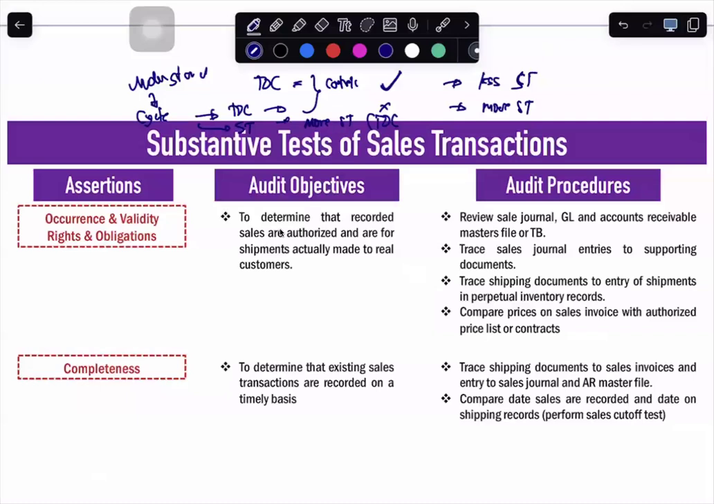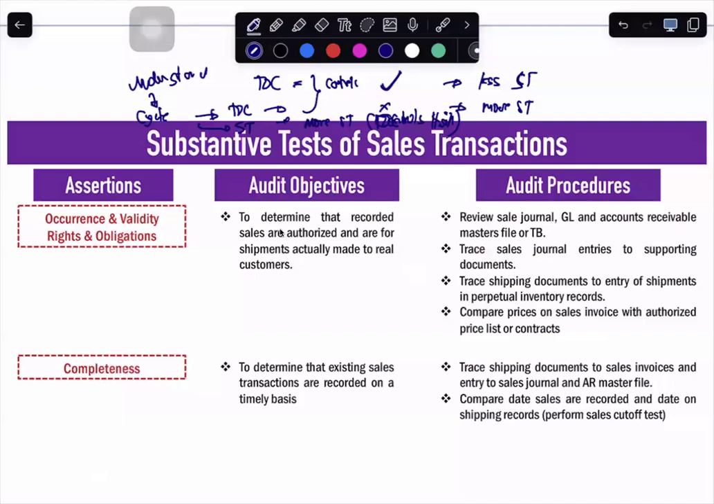Why? The controls now, you will rate it at high, meaning you have high risk, meaning the internal controls are not working effectively. So let's go now to your substantive test of your sales transactions. Again, this is dependent whether you did your TOC or you purely rely on substantive tests.